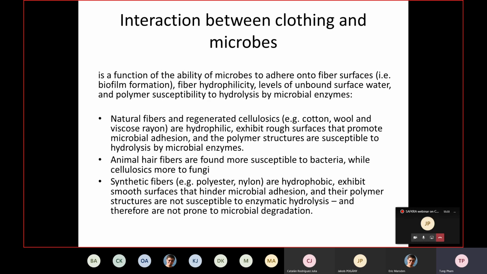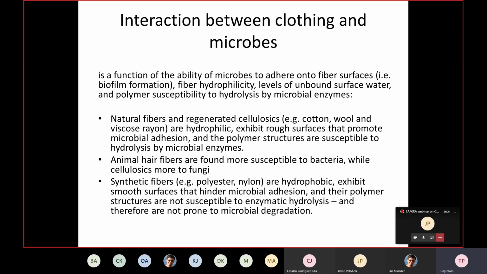Then I split it down into 3 parts. When we are talking about natural fibers, which is more or less cotton, wool, and regenerated fibers like cellulosics, viscose, rayon, or nylon cell types, those fibers are hydrophilic, so they absorb a lot of water. They have rough surfaces, and by that they promote microbial adhesion. Their structure is also more susceptible to hydrolysis, so they are easier to degrade. People found that wool, for example, is more susceptible to bacteria, while cellulosics, meaning cotton, more to fungi.